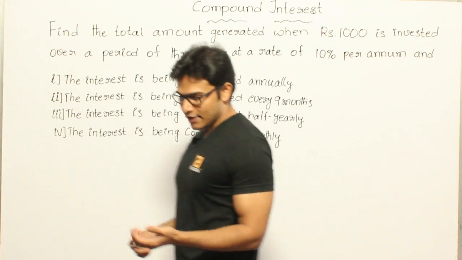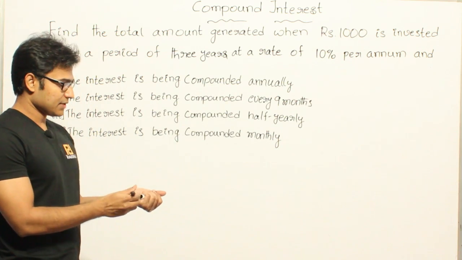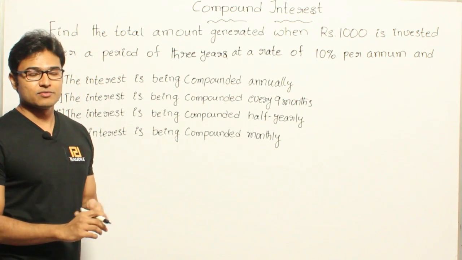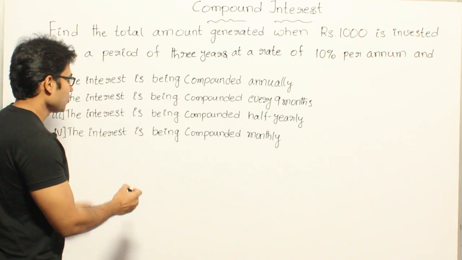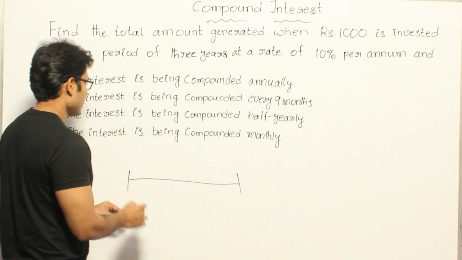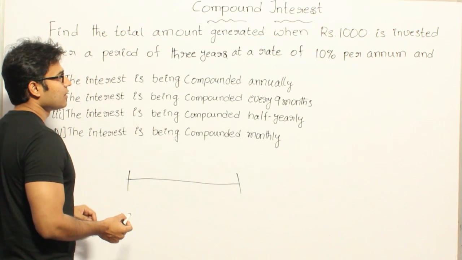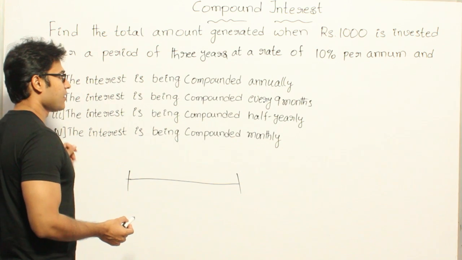Now in this case they are saying that the amount is invested for 3 years. In the earlier question they said that it is invested for only 1 year. Therefore the total time period is 3 years here. Now for 3 years, if you see the first one, the interest is being compounded annually, right?